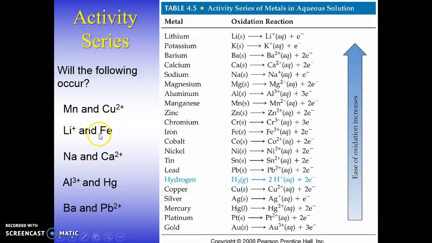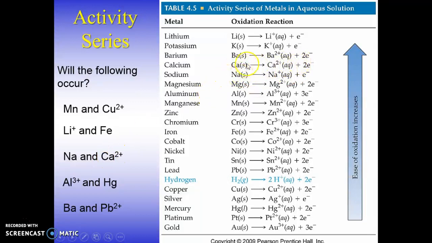So lithium and iron. Li+ is up here. Lithium is the one that most wants to be Li+. So it doesn't matter where iron falls. Lithium's up here and it's an ion. It is going nowhere. So this reaction is not going to happen. Iron winds up being way down here. It's further down on the chart than lithium is, so compared to lithium, iron wants to be the solid.